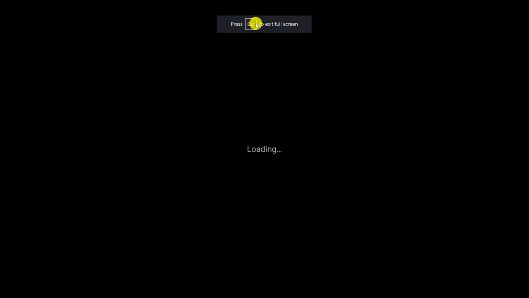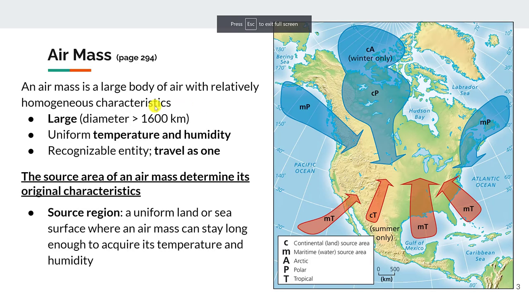Number one is, what is air mass? Air mass, you need to remember, there are three keywords. Number one is it's large, right? The diameter you can see, it's 1600 kilometers. It can cover, well, half of Canada, like this, okay?